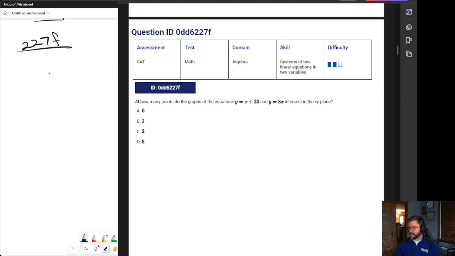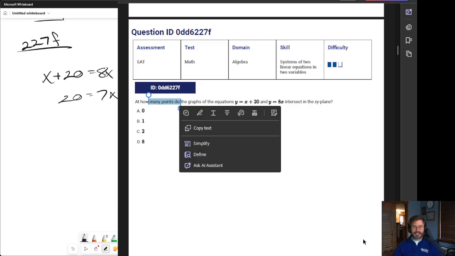So we get this next one, level 2 difficulty again. y equals x plus 20, y equals 8x. Where do they intersect? Well, just set them equal to each other. x plus 20 equals 8x. Combining like terms, I could subtract x over and get 20 equals 7x. Divide that over. Oh, it's not asking where do they intersect. They're asking at how many points.